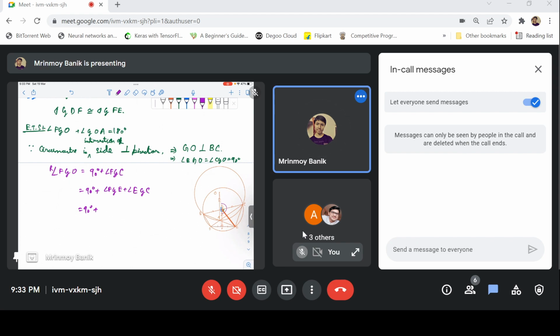Now we know triangles DGF and GEF are congruent, so that means GF is the angle bisector of angle DGE. So FGE is half times angle DGE, and EGC is as it is. So it's 90 plus.